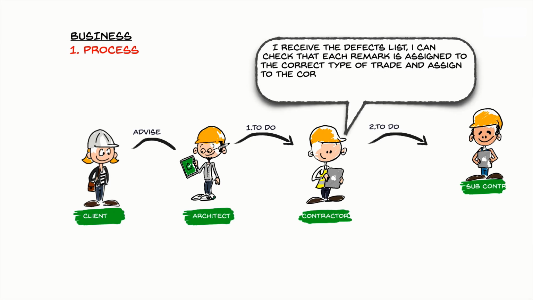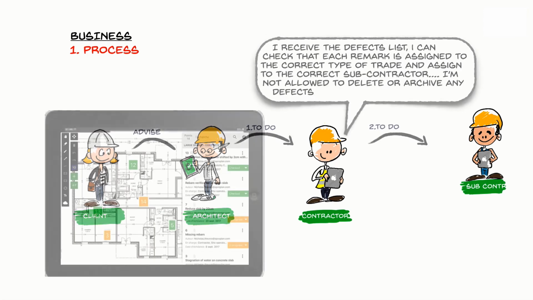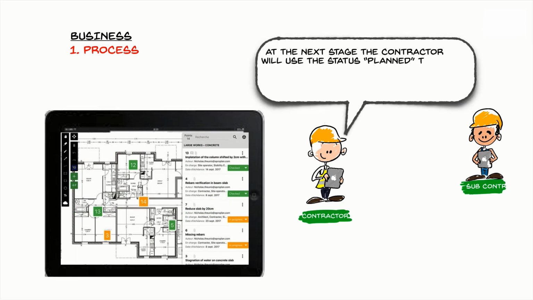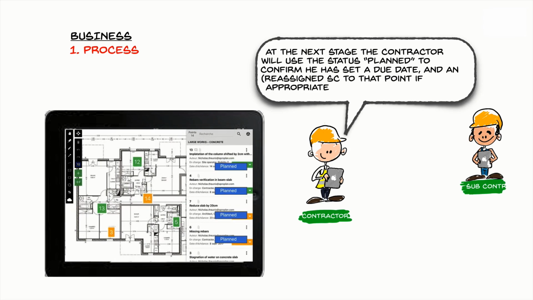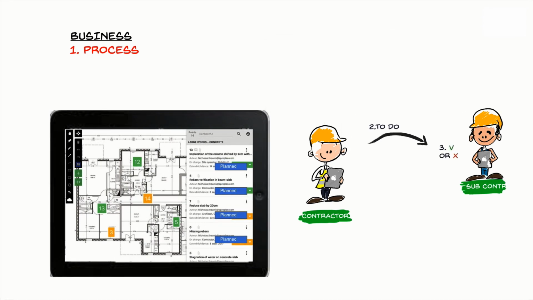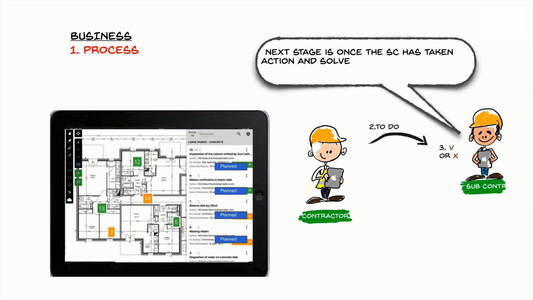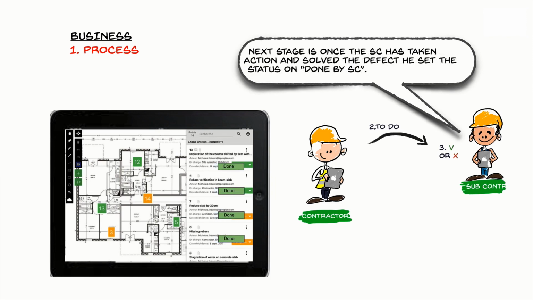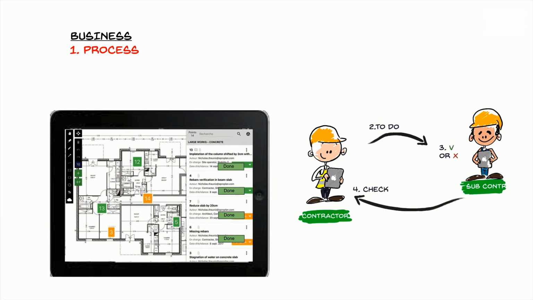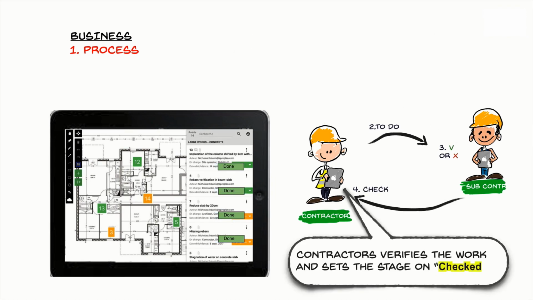He can then check that each remark is assigned to the correct type of trade and assigned to the correct subcontractor. He is not allowed to delete or archive any defects. At this stage, the contractor will use a status planned to confirm that he has set a due date and reassigned subcontractors to that point if appropriate. Next stage is once a subcontractor has taken action and solved the defects, he sets a status on done by subcontractor. After that, the contractor verifies the work and sets a stage on checked.